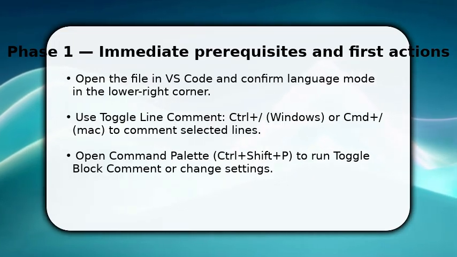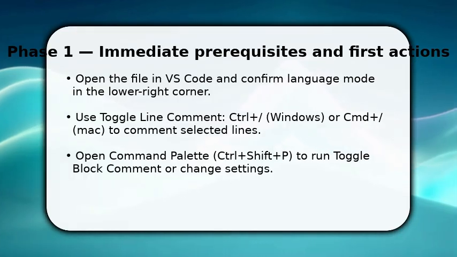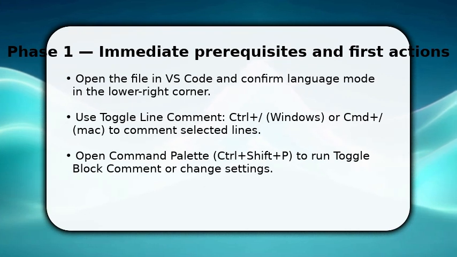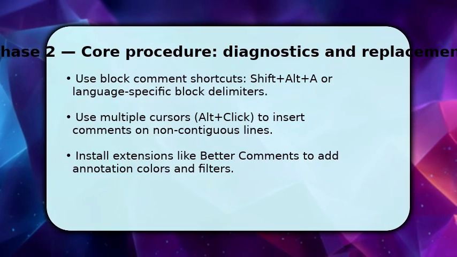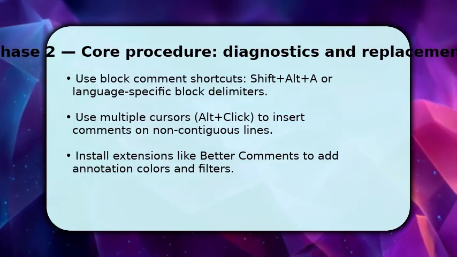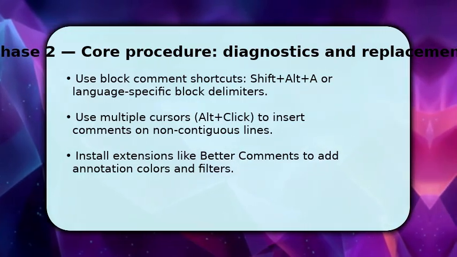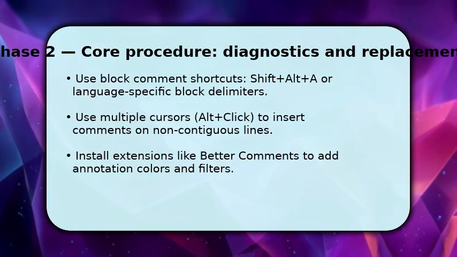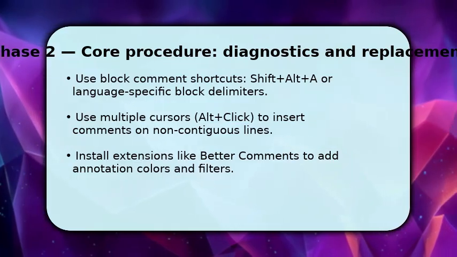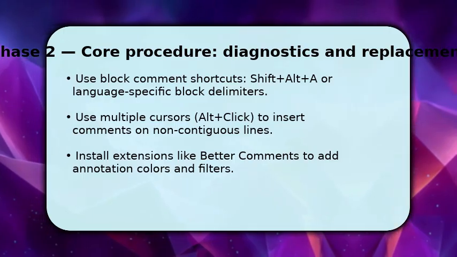These steps get you into the commenting workflow fast, so you can see immediate results and avoid wasting time guessing the right syntax. Now you'll refine comments with block comments and multi-cursor edits. For many languages, use Shift+Alt+A to toggle block comments, which is cleaner for large sections. If you need to comment non-contiguous lines, add multiple cursors with Alt+click and type a comment token once. This is faster than repeating actions.